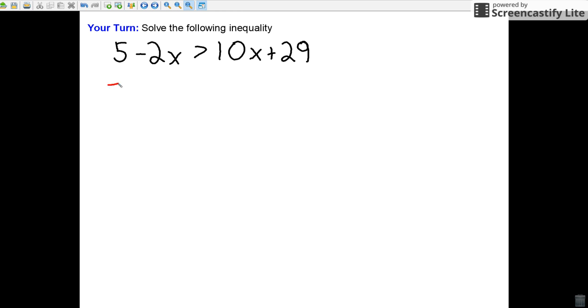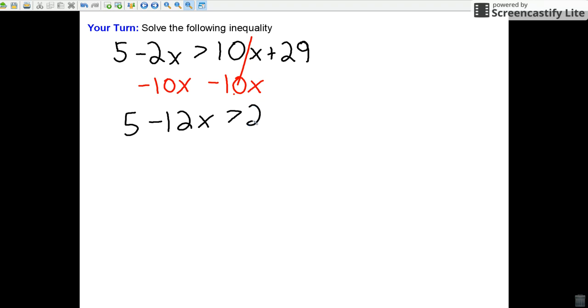Now that you've had an opportunity, I will add the question to the other side. Excuse me. Once again, it's a matter of preference whether you like to gather the x variables on the left side of the equation or the right side. Either way will produce the correct answer. I just prefer the left side.